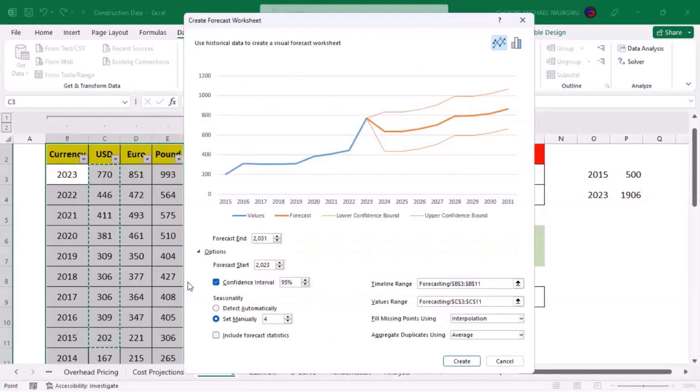But one thing you need to ensure is that the range of your values are the same. In my own, I am picking from row 3 down to row 11.